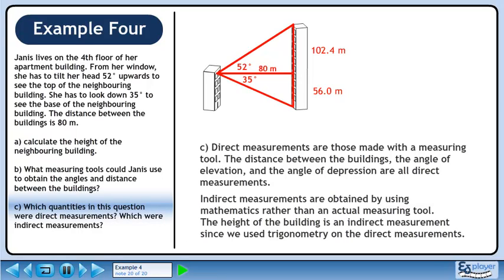Indirect measurements are obtained using mathematics rather than an actual measuring tool. The height of the building is an indirect measurement since we use trigonometry on the direct measurements.